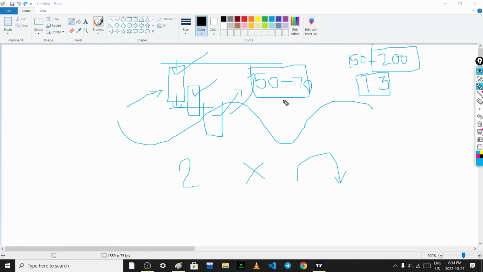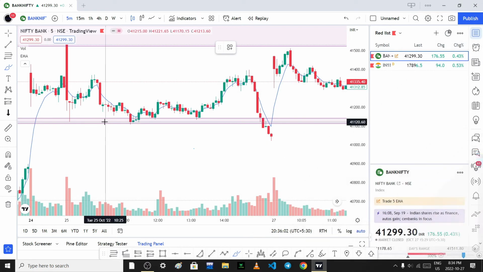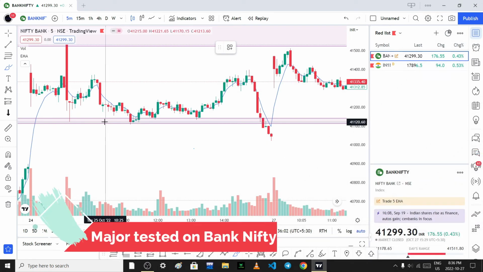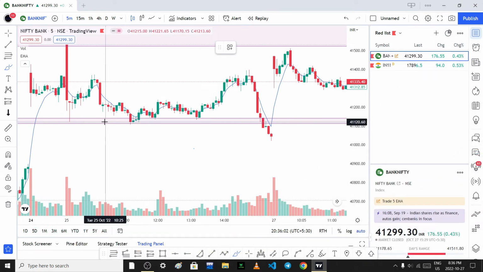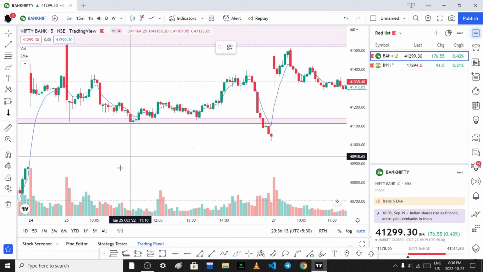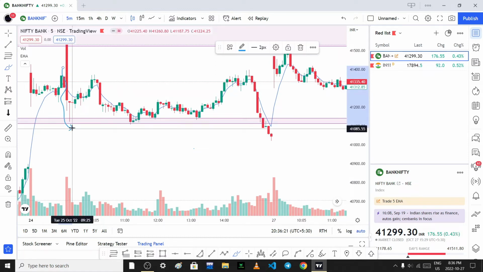So now look at this particular strategy on charts. We basically use this strategy on Bank Nifty only. The time frame, as discussed, is the 5-minute time frame. This is the market on 25th of October. So now let's discuss how this particular setup works.